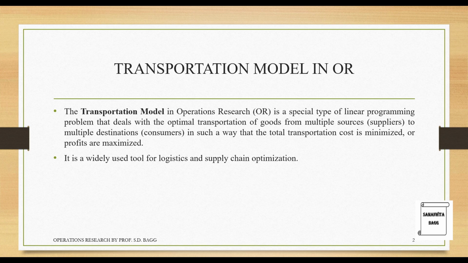transportation of goods from multiple sources, that is suppliers, to multiple destinations, that is consumers, in such a way that the total transportation cost is minimized or profits are maximized. It is a widely used tool for logistics and supply chain optimization. So here what we do is we take the goods from the suppliers and give them to the customers. And hence we are going to solve a very linear problem in OR.